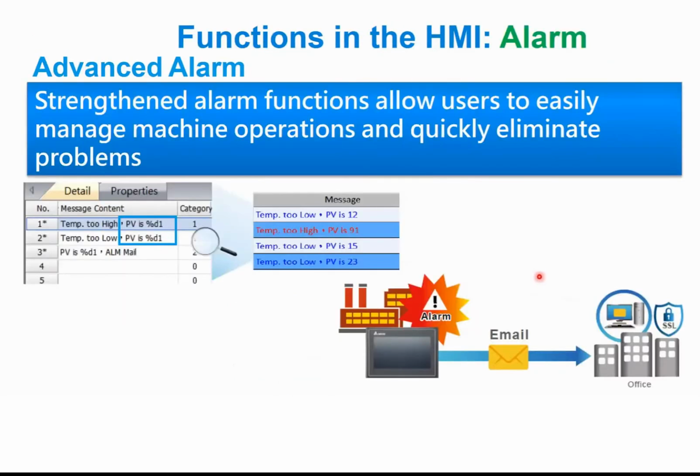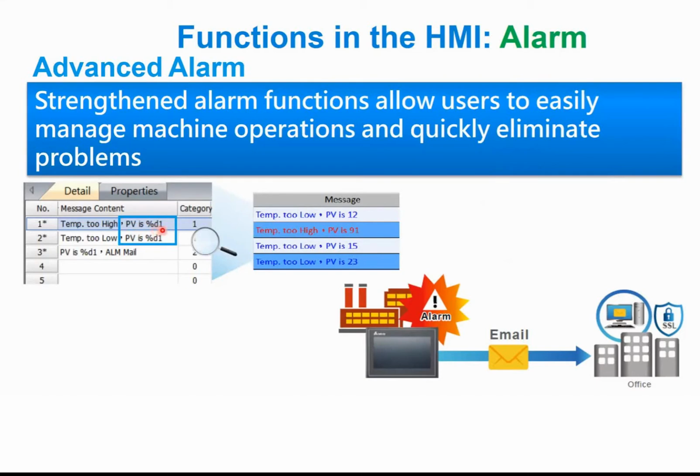So we have several functions in the HMI. That's why the HMI is also quite helpful in your application. One of the functions that could help in your machine is alarm. The alarm function allows the user to easily manage machine operations and quickly eliminate problems. With this alarm function, you can set up some registers and monitor the value of the register. Maybe it's a word register. If the value in that register reaches a specific set point, you can trigger an alarm. Maybe it's also a bit register.